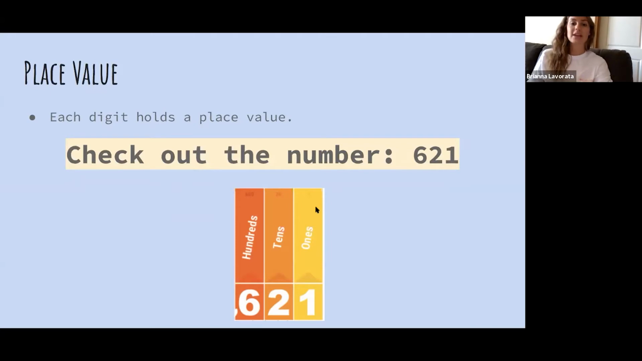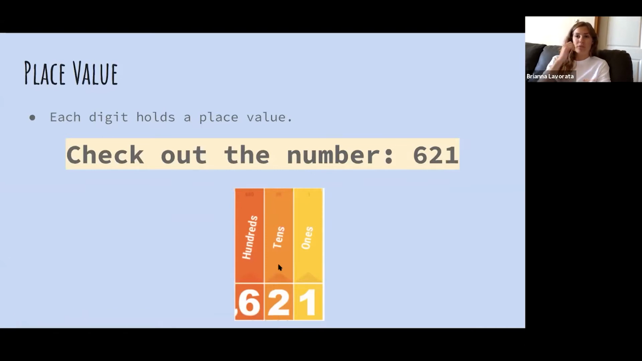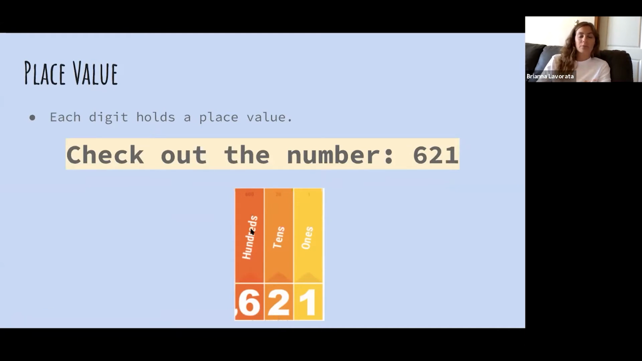621. Okay, so we have our ones column here in yellow. This is going to be our single digit numbers. Then we have our orange column here, which is going to be our groups of tens. Okay, so if you count 10, 20, 30, 2-digit numbers. And then we have our group of hundreds. Or we could say this is our red column, okay?